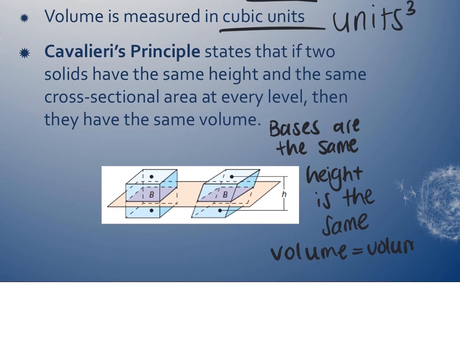Both. Okay? If the bases match and the heights match, then the volumes will match. Now, over here in the diagram, the first prism is straight up and down. Do you guys agree? It's not slanted at all. But the second prism, do you see how it's slanted?